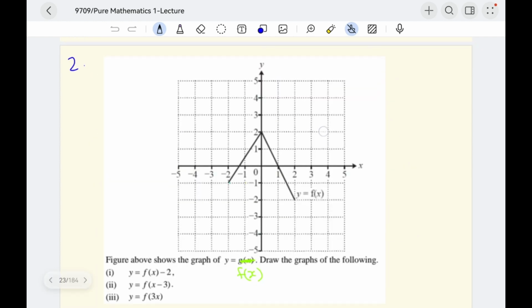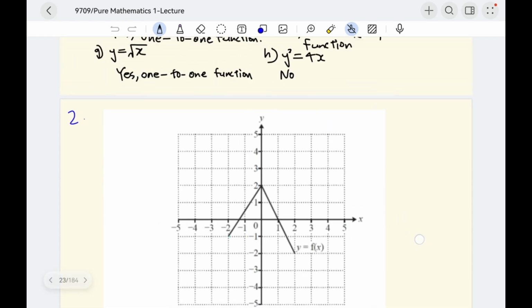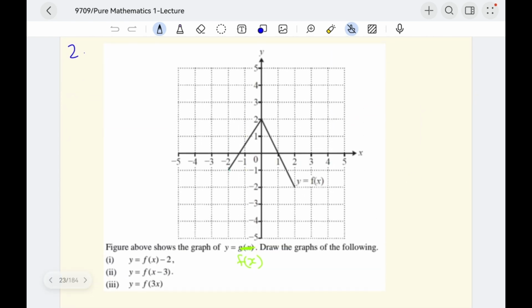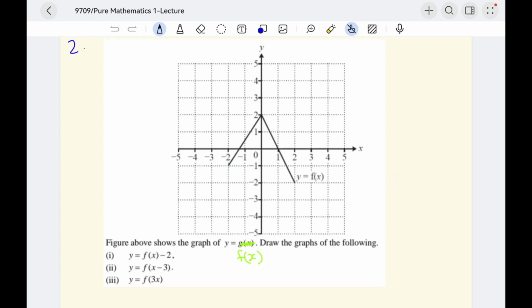Okay, move on to question 2. So question 2 is about the transformation of the function of the graphs. This question is also extracted from the course book. So let's take a look at question 2. The figure above shows the graph of y equals f(x), not g(x). Please make the correction. Draw the graphs of the following.